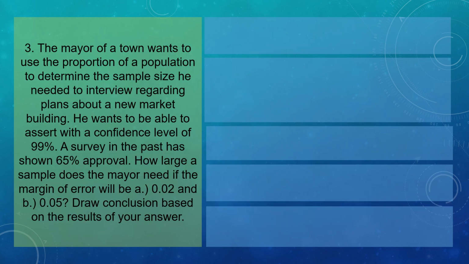The mayor of a town wants to use the proportion of a population to determine the sample size needed to interview regarding plans about a new market building. He wants to be able to assert with a confidence level of 99%. Surveys in the past have shown 65% approval. How large a sample does the mayor need if the margin of error will be 0.02 and 0.05?